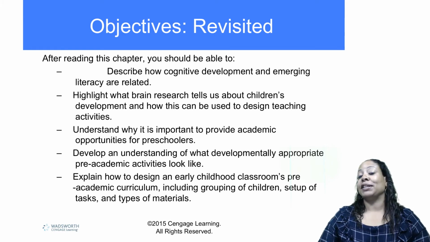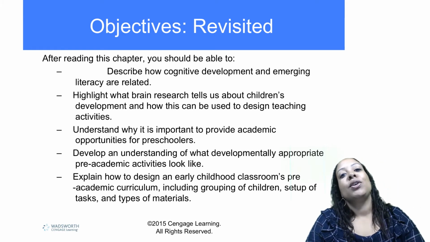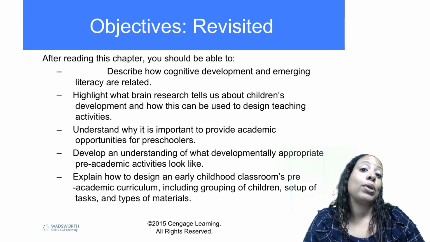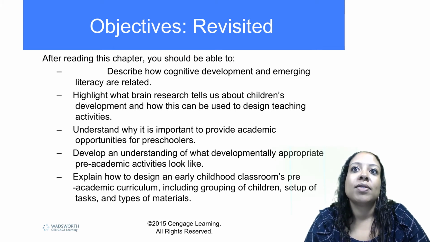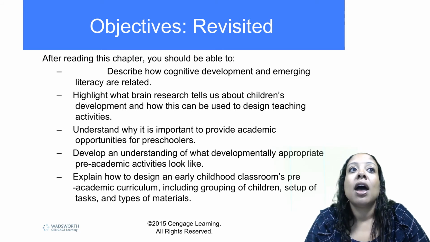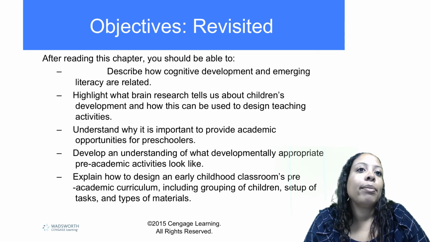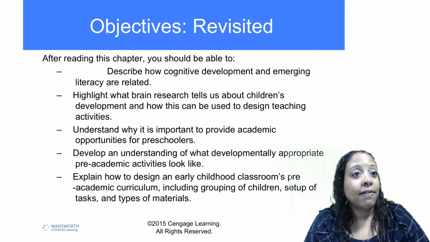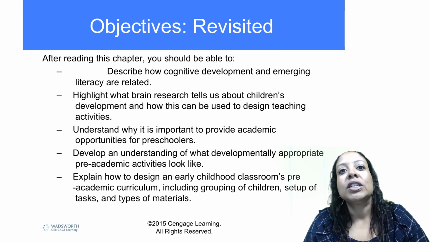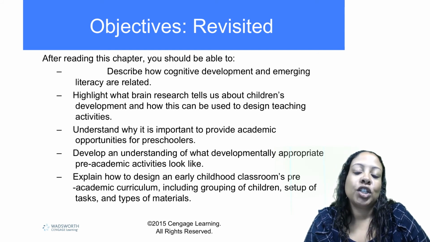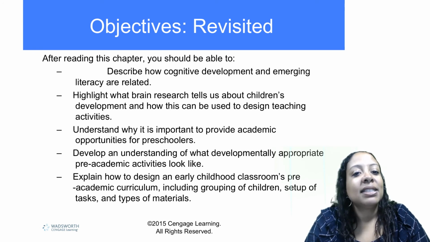Let's revisit those objectives. Now that you've read this chapter, you should hopefully be able to describe how cognitive development and emerging literacy are related, highlight what brain research tells us about children's development and how this can be used to design teaching activities, understand why it is important to provide academic opportunities for preschoolers, develop an understanding of what developmentally appropriate pre-academic activities look like, and finally, explain how to design an early childhood classroom's pre-academic curriculum, including grouping of children, setup of tasks, and types of materials.